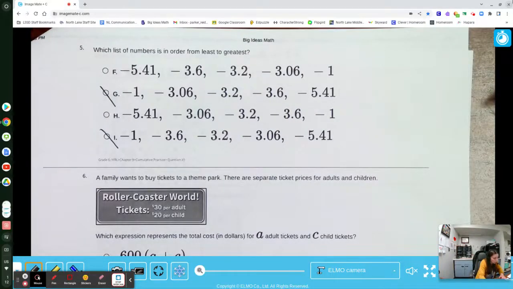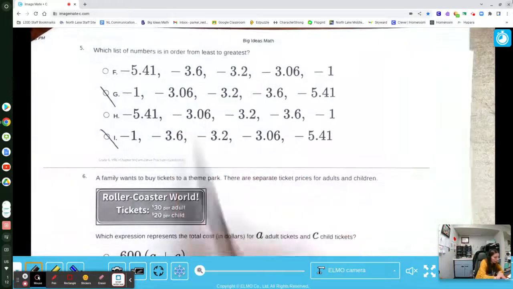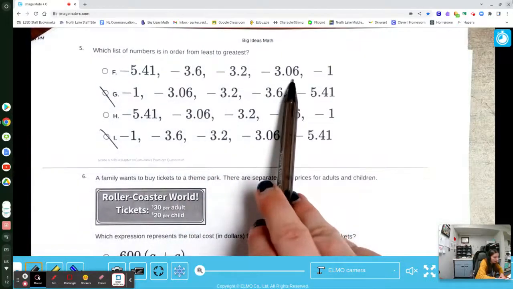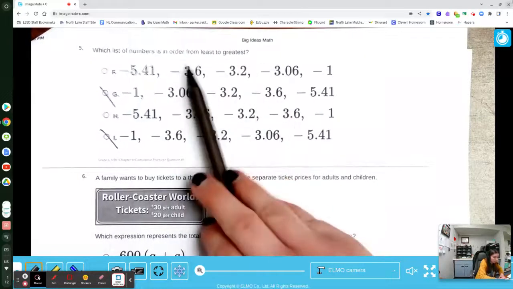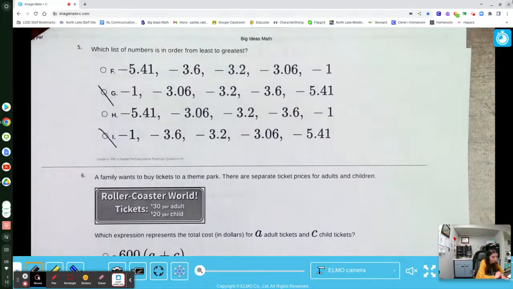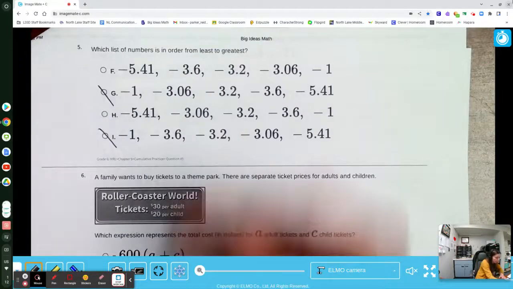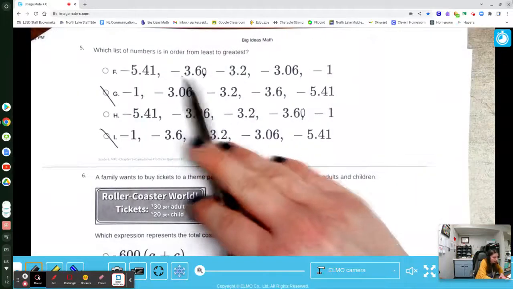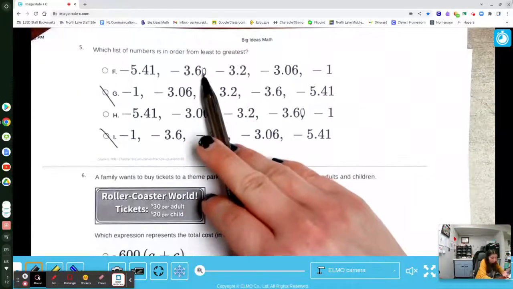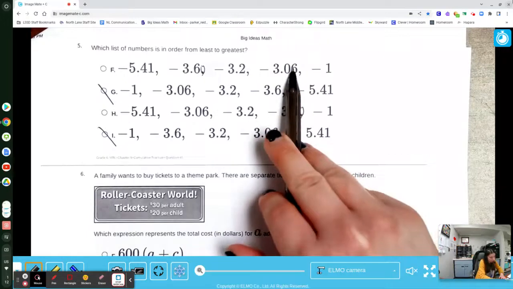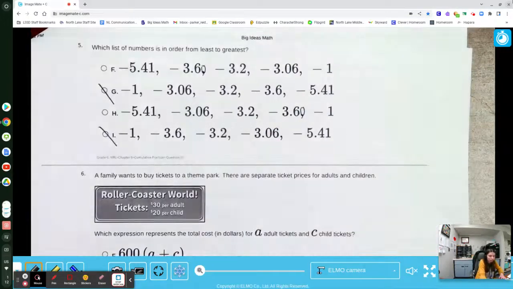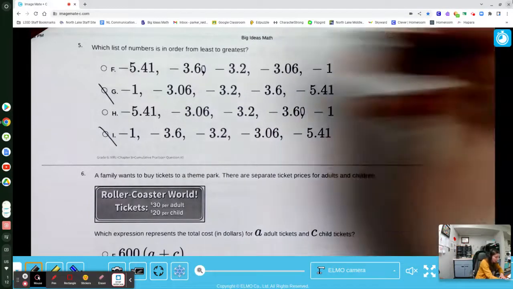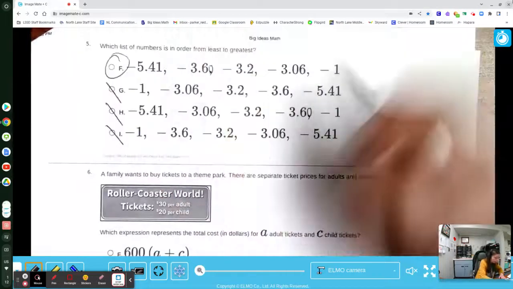Now, it looks like the main difference between these two, between F and H, is they have the -3.6 and the -3.06 in different spots. So I need to decide which is closer to 0. Well, if you imagine them as money, I can put a 0 on the end of this here. $3.60 would be further away from 0. It'd be like more money than $3.06. So in the negative world, that means this one is actually less. So this would be the correct answer.